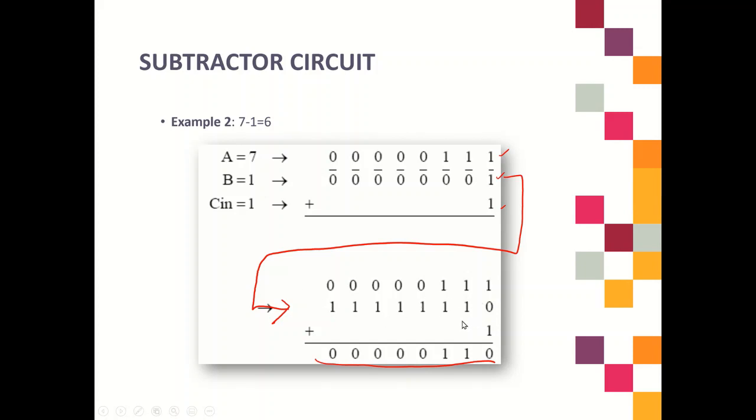After that, you need to continue the process by adding the value of C in to the least significant bit, only to the least significant bit. Then for the next column, you just add both values, and of course including the C in value, so there is also the value of C in on top of this value. So these are the examples of how we can perform subtraction using the subtractor circuit.